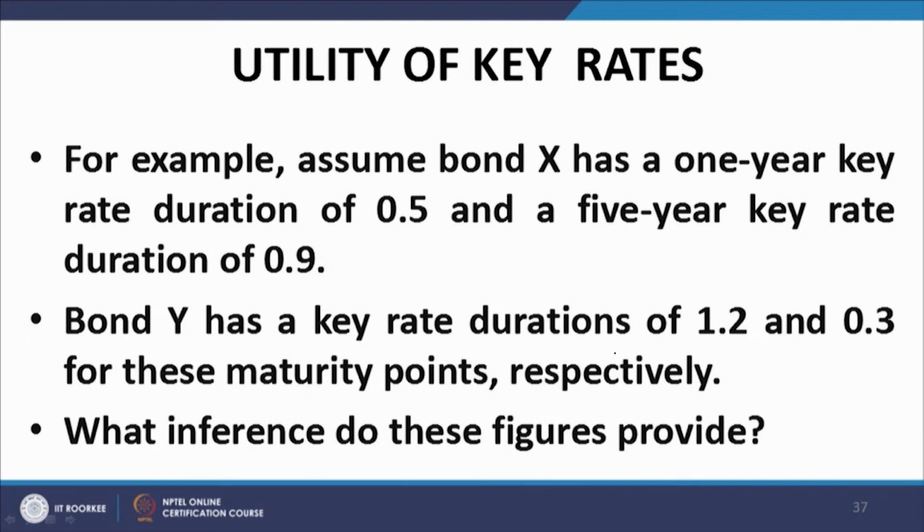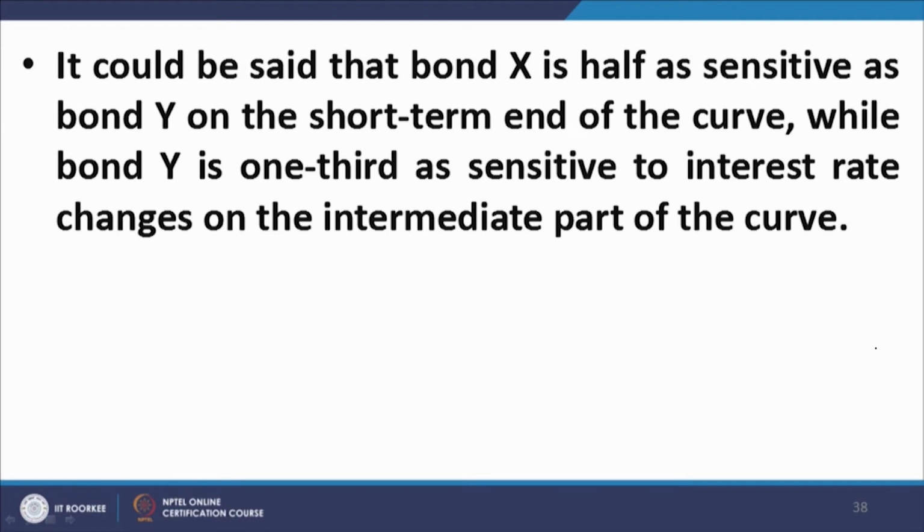Utility of key rates. For example, assume bond X has a 1 year key rate duration of 0.50 and a 5 year key rate duration of 0.90. Bond Y has key rate durations of 1.2 and 0.3 for these maturity points, 1.2 for the 1 year maturity and 0.3 for the 5 year key rate. Then what inference can we get? The inference that we can get is that bond X is half as sensitive as bond Y for the short end of the curve.